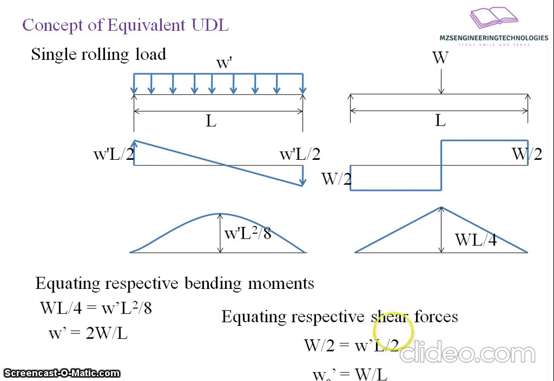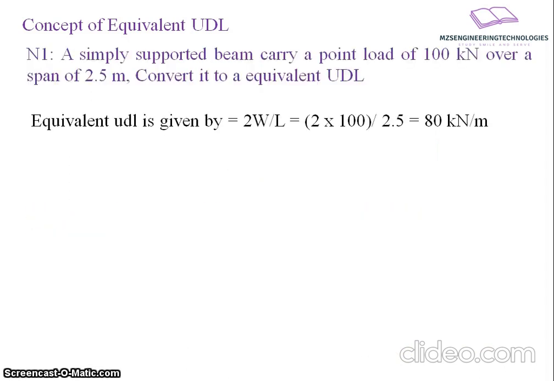Now let us have a small numerical on this to understand the concept. The statement of the numerical is: a simply supported beam carrying a point load of 100 kN over a span of 2.5 meter. Convert it into an equivalent UDL.